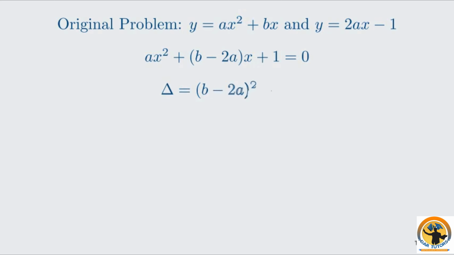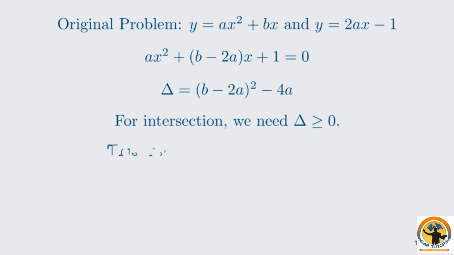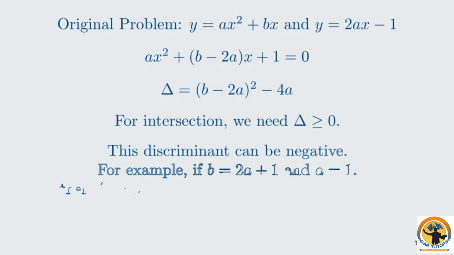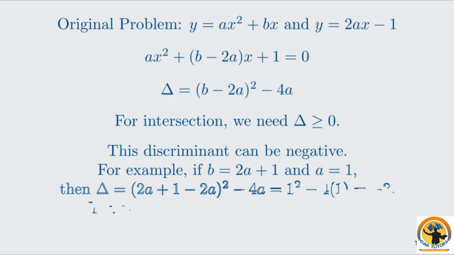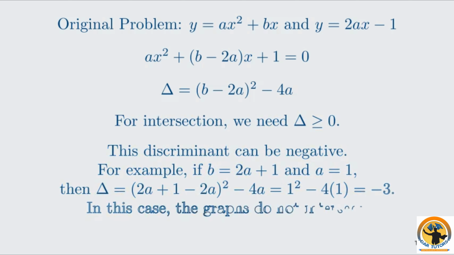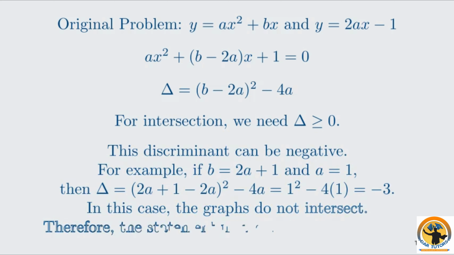Let's return to the original problem, y equals x squared plus bx, and y equals 2ax minus 1. The equation was x squared plus b minus 2a times x plus 1 equals 0. The discriminant is b minus 2a squared minus 4. For intersection, we need this to be greater than or equal to 0. This discriminant can be negative. For example, if b equals 2a plus 1 and a equals 1, then the discriminant is 1 squared minus 4, which equals negative 3. In this case, the graphs do not intersect. Therefore, the statement in the question is incorrect as it is written. The curves do not always intersect for any real values of a and b.